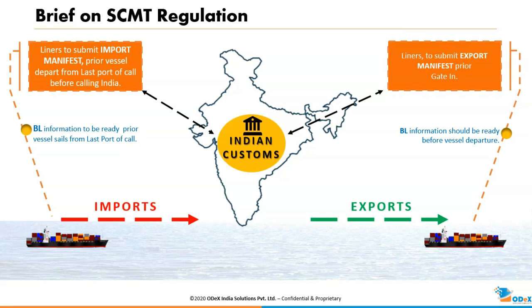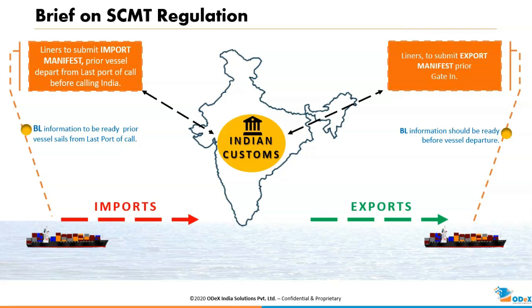After the new process goes live for SCMTR, the changes will be coming into effect that the BL information needs to be ready prior the vessel sails from the last port of call, and liners to submit the import manifest prior the vessel departs from the last port of call before calling India. For example, if the last port of call is Singapore and the next port of unloading is an Indian port, for an example Nhava Sheva, the freight forwarders or the consolidators have to declare their houses before the vessel sails from the last port of call, that is Singapore. This is the biggest change which will be live.